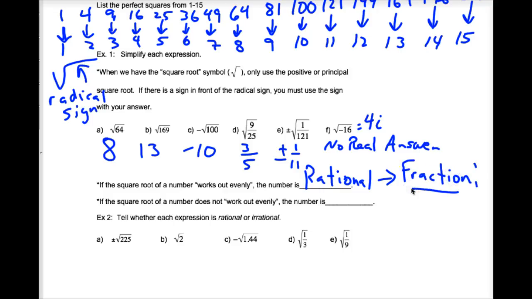Anything that we can write as a fraction is a rational number. There's a big technical definition of it, like any number you can write as the quotient of a over b, where a and b are both integers. That's a fraction. Guess what? If the square root of a number does not work out evenly, it's an irrational number.